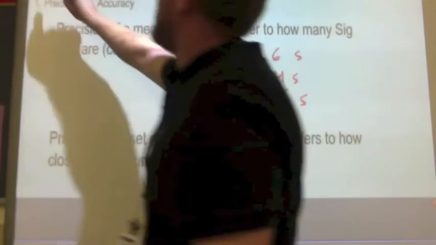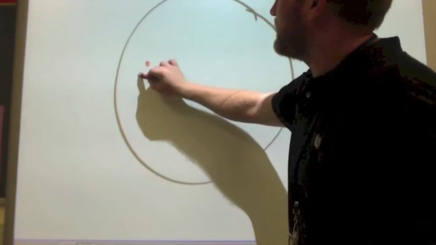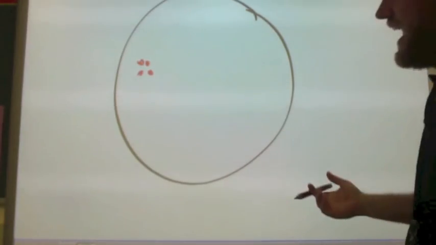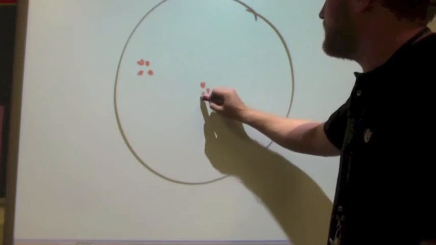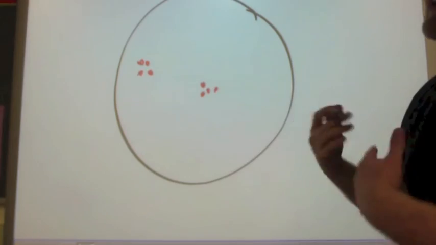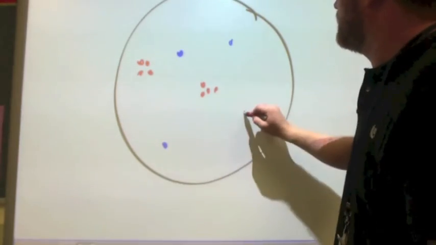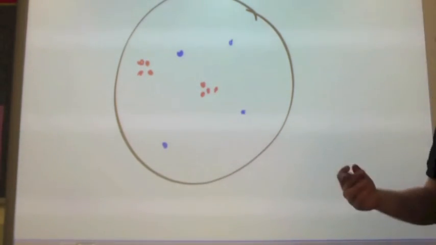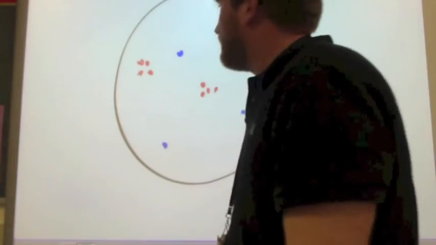So a lot of times you'll see something like a dartboard, and they'll say something like this is going to be very precise, but it's not very accurate, whereas something like this is going to be very precise and accurate, and something like this would be accurate if you were to average it to the middle, but not very precise. Okay, so that's accuracy versus precision.